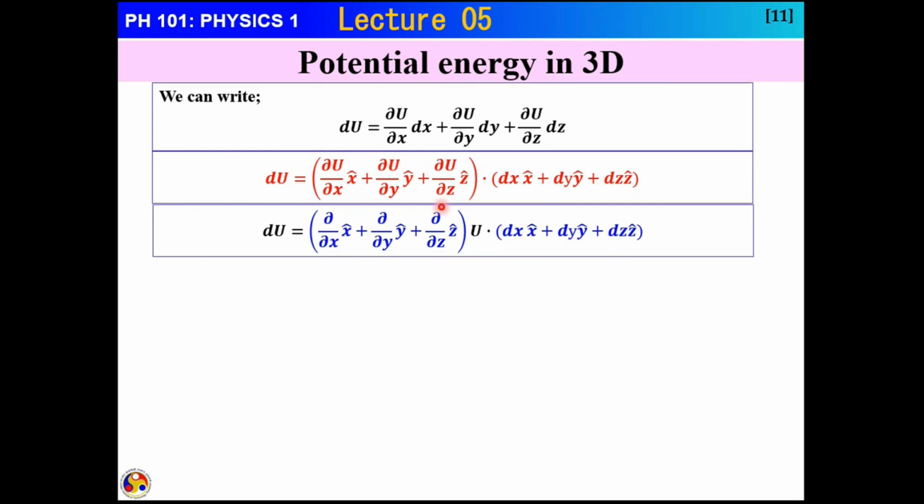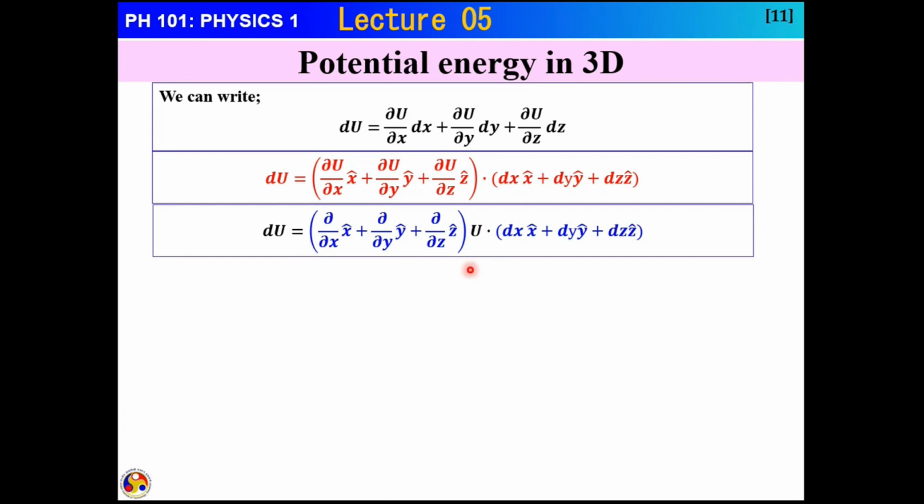Here I am doing some kind of rearrangement, and I take out this u and treat this part as an operator. This is called the del operator. So this del operator is operating on u, rather, in a dot product with the displacement vector. The del operator acting on a scalar quantity becomes a vector quantity. This is called a gradient.